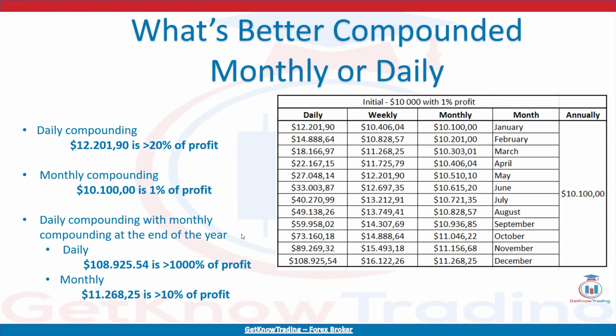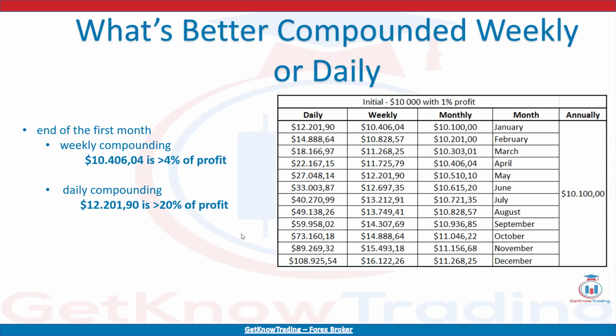What's better, compounded monthly or daily? Monthly or daily compounding shows you that daily compounding is better than monthly with more than 20% of profit at the end of the first month. But if we compare daily compounding with monthly compounding at the end of the year, we get this for daily compounding. You can see that daily compounding has more than 1000% of profit compared to more than 10% of profit on monthly compounding.